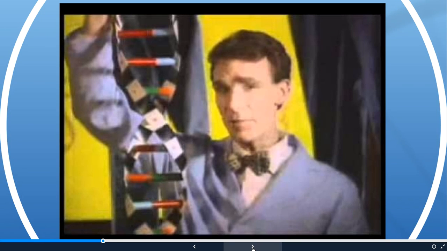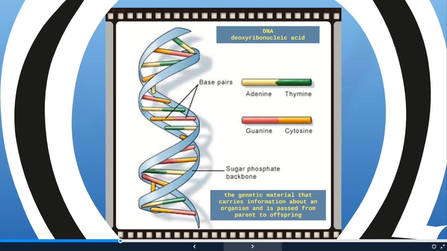Okay, thanks, Bill Nye. So to break down DNA a little bit further, DNA actually stands for deoxyribonucleic acid. Much easier to just refer to it as DNA. And DNA is the genetic material that carries information about an organism and is passed from parent to offspring. So we get 50% of our genes from one parent and 50% from another parent. And we're going to talk about how those traits actually get chosen for.